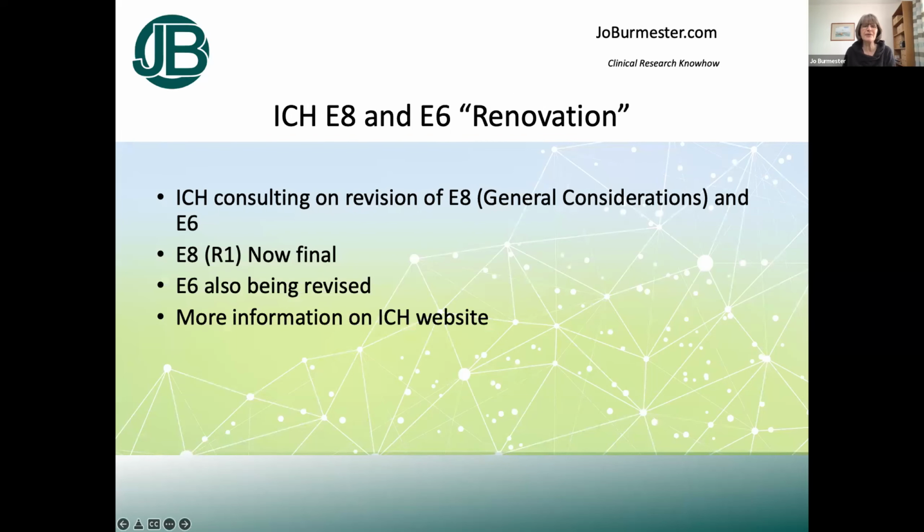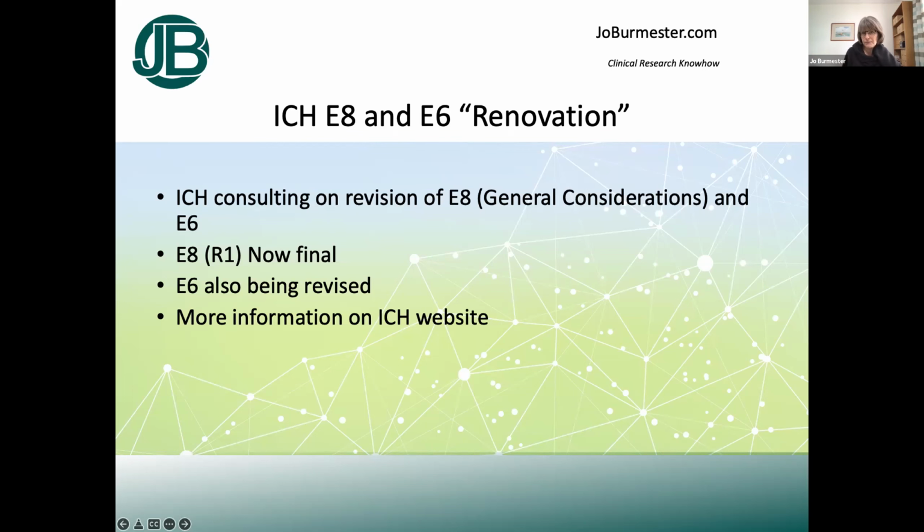Okay, so the first session that I want to look at today is what they call the GCP renovation. And I've said here it's about ICH E8 and E6, and those are the main two that are being updated at the moment. So ICH has done quite a large consultation on this. They have involved stakeholders from the industry, the regulators, investigational sites, so PIs, and also patient groups. So they have really tried to consult across the whole spectrum of people that are involved in clinical trials.